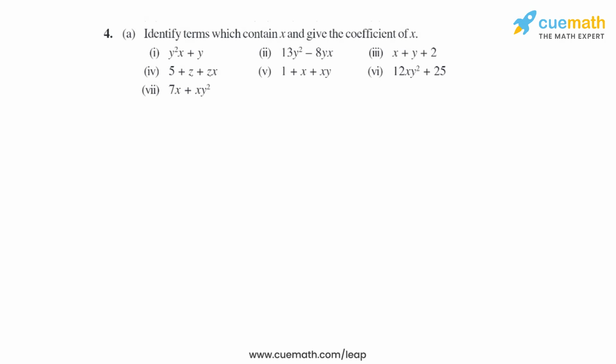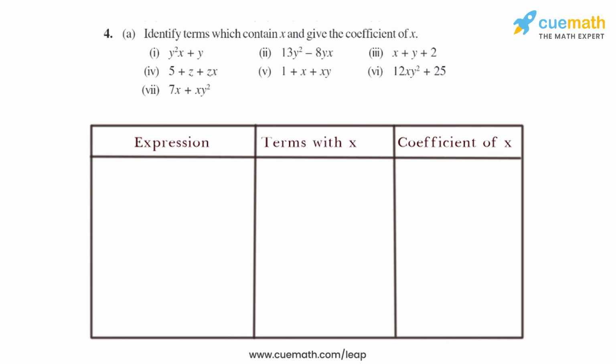In question 4 of this exercise, there are two parts. The first part says identify terms which contain x and give the coefficient of x. So in this question, we will have to find out the terms with x, then we have to find its coefficient. So let's take the first part.